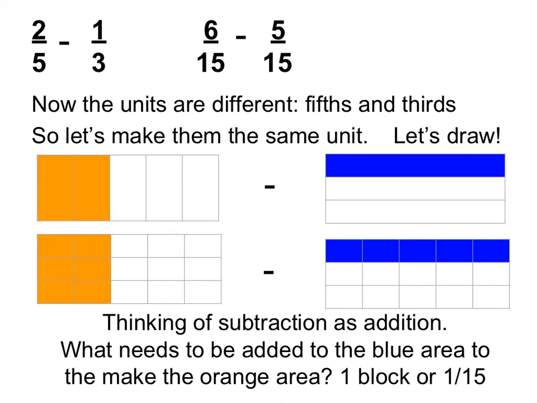If we think of subtraction as addition, we would be asking, what do I need to add to the blue to make it the same size as the orange? So again, what I need to add is one more shaded block. So that's one rectangle, 1/5 in the whole.